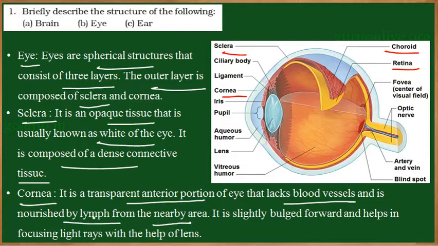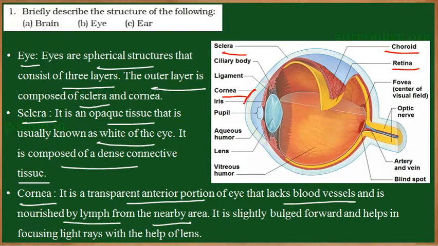Now this is the cornea. Here we can see the front portion of the eye is known as cornea, which is transparent in nature, through which the light enters. Now this region lacks blood vessels. It is not supplied with blood vessels, but instead it gets its nourishment by the lymphatic vessels which are present nearby, and it is slightly bulged forward.